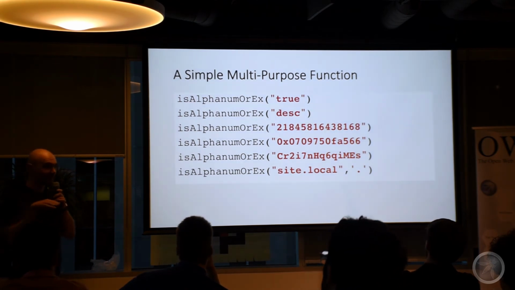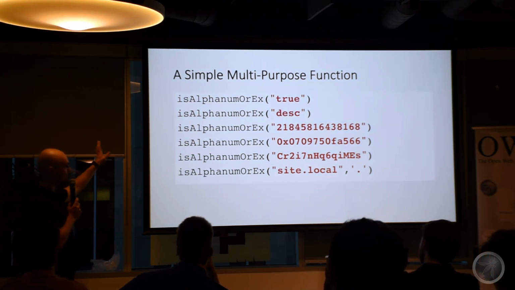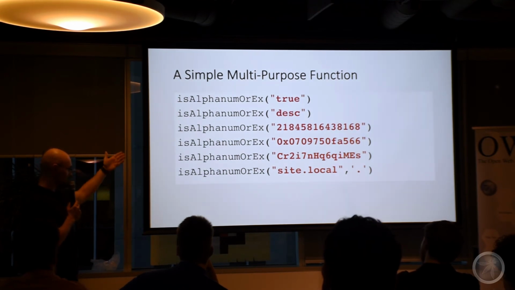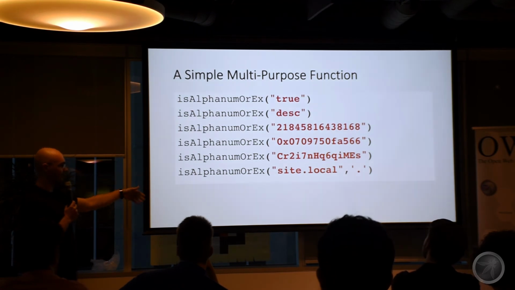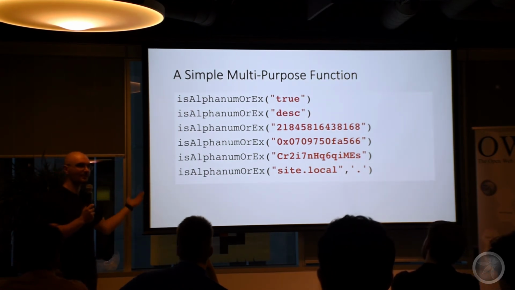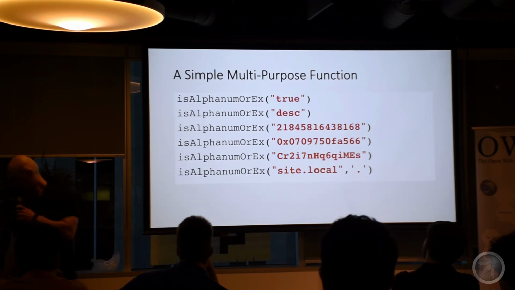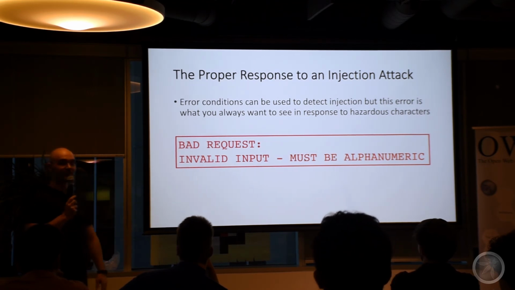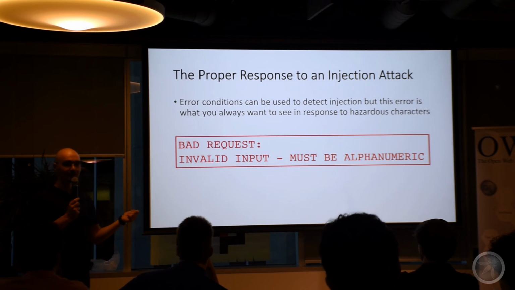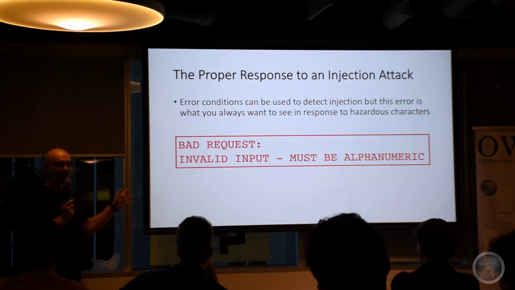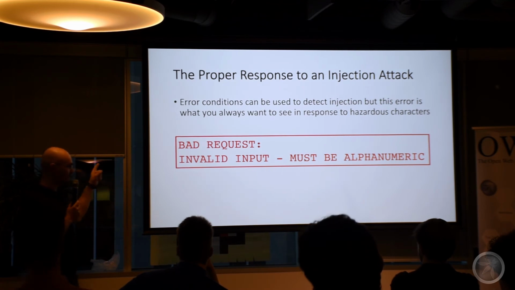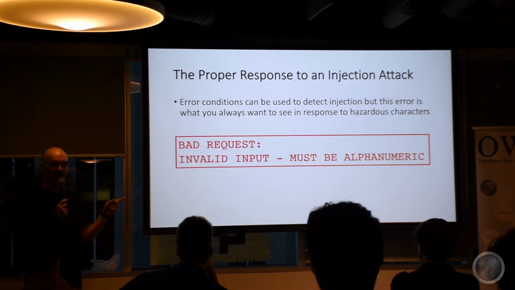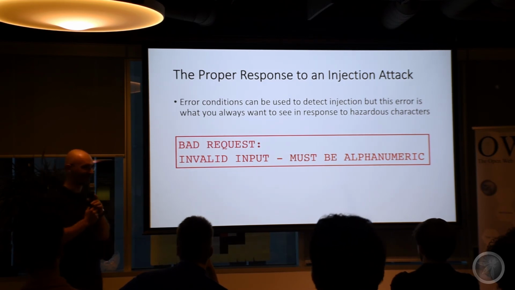And that little function is multi-purpose. It can be applied to all kinds of inputs. For example, Boolean values in your parameters, ascending, descending, numeric, alphanumeric, hexadecimal, things like session identifiers, host names, email addresses, all kinds of things. And then, once you implement this function, you can implement the proper type of error to show to an injection attack, which a pen tester or an attacker never wants to see: bad request, invalid input must be alphanumeric. That's the error you want to show.